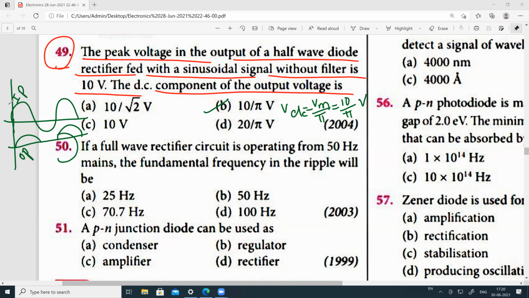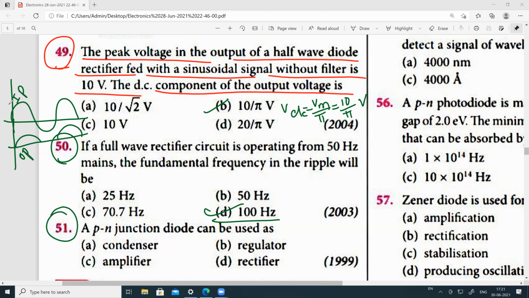Next, 50th one. In a full wave rectifier circuit operating from 50 Hertz, the fundamental frequency in the ripple will be 25 Hertz, 50 Hertz, 70.7 Hertz, or 100 Hertz. In a full wave rectifier, the fundamental frequency in the ripple is twice the input frequency. Therefore, this one is the right answer, that is 100 Hertz.